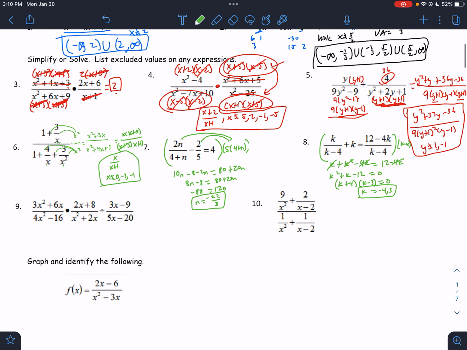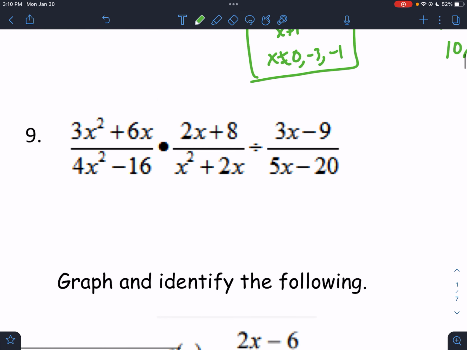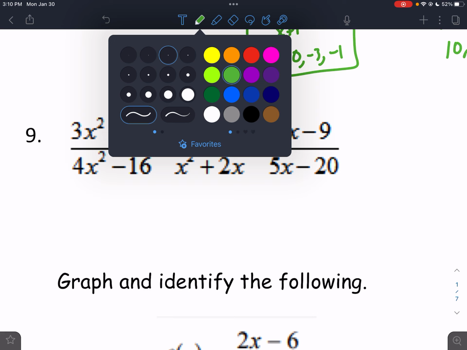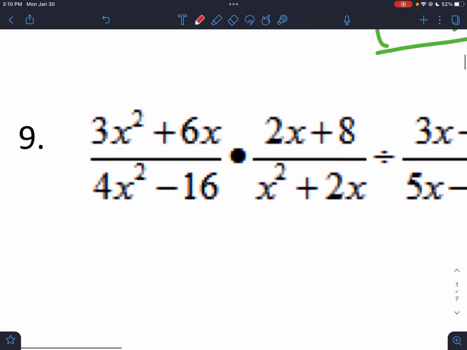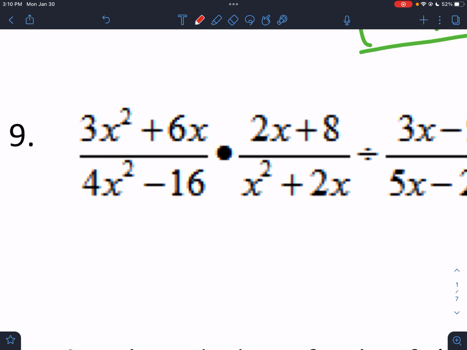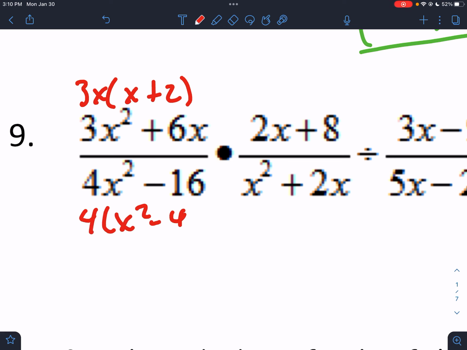All right. Number 9. Okay, so we have multiplication, great, and then division, ugh. So we got to take care of that. I'm going to change back to red. All right, so first step, factor everything. I can pull out a 3x, leaving me with x plus 2. I can pull out a 4, leaving me with x squared minus 4. Ooh, but that's x plus 2, x minus 2.